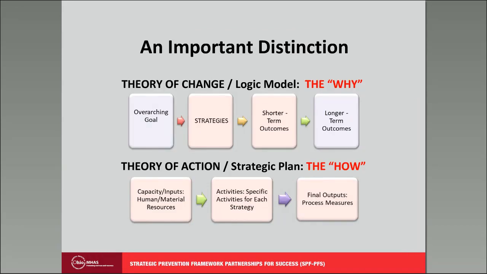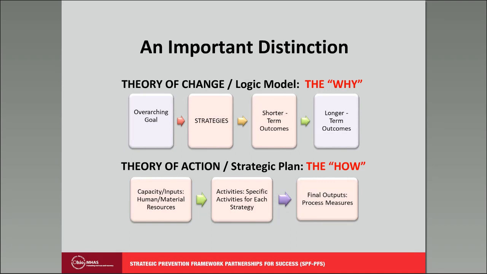In Ohio's initiatives that use the SPF, we are very careful to make the distinction between the theory of change and the theory of action. The theory of change is the community logic model, and it tells us the why we are doing the strategies we selected. This is the heart of any strategic plan. It is the theory of change that gets us to outcomes. That is, if we know what our goal is and we carefully select our strategies, we will achieve our shorter-term goals, which will in turn help us achieve our longer-term goals.